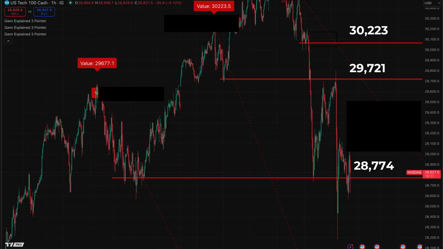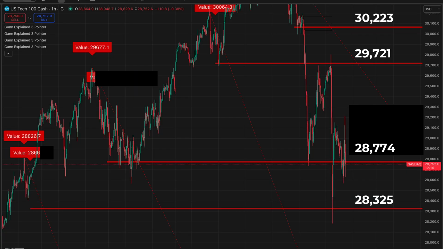Then we repeat the same process again. We go back to the previous Square of 9 top and measure the next downside level. Right now, the market is reacting around 28,774. This is an important reference price. Now we want to see, can the market hold this level, or does it break lower? If it breaks, the next level to watch is around 28,325. So we want to see whether the market starts to stall around this zone.